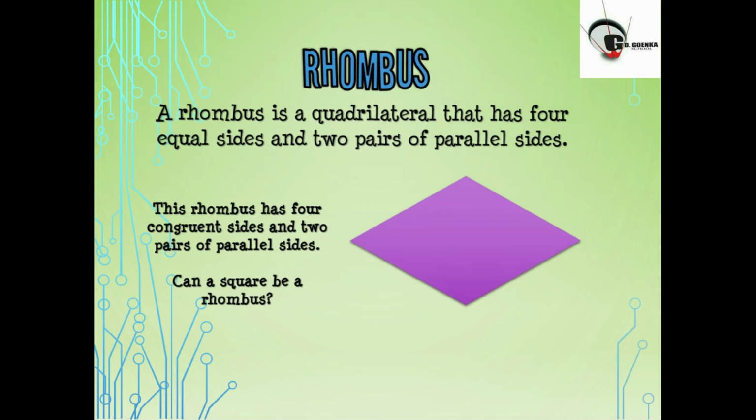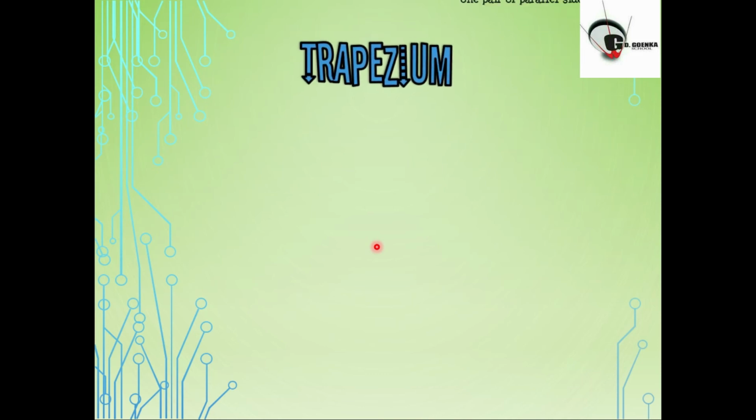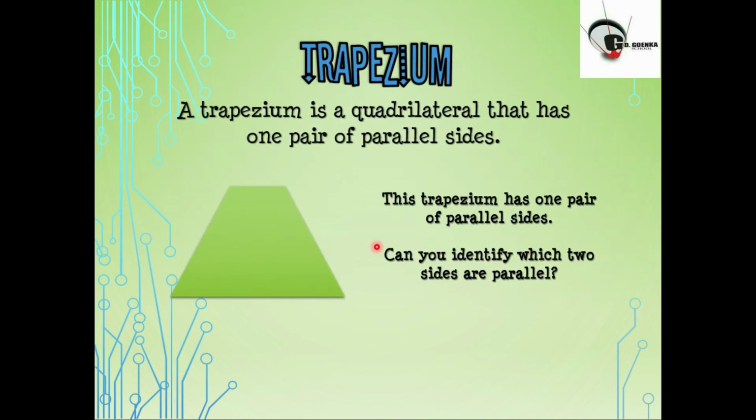Okay, children, let us move to the next type. The next type is trapezium. So what is a trapezium, children? It can be known as trapezoid also. In US English we call it a trapezoid, and in UK English we call it a trapezium, but both are the same thing.